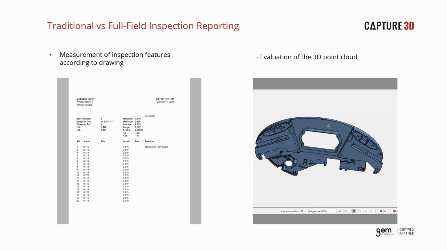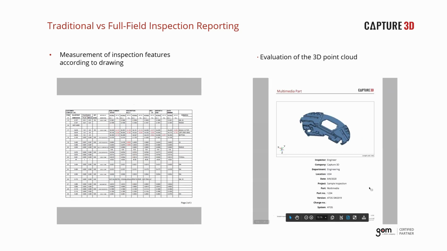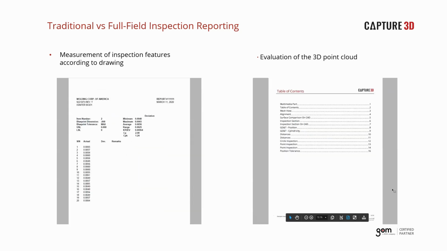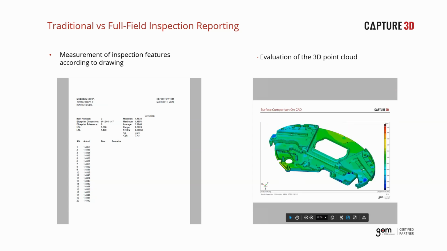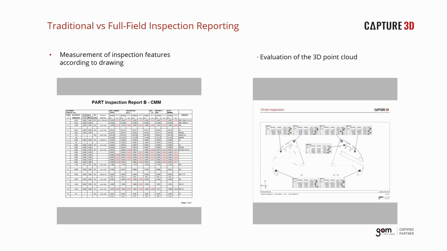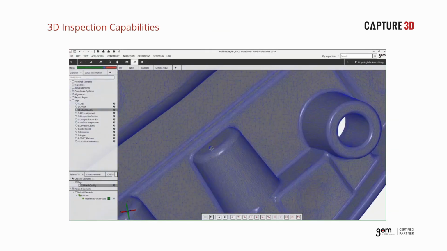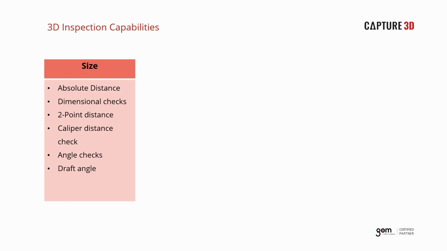When full field reporting is compared to traditional methods, the advantages of full field reporting become quite clear, literally. This is because full field reporting adds a visual component to the numerical dimensional results. And with the software, we can visualize any type of feature of size measurement, such as absolute distance, regular dimensional checks, or maybe a caliper distance check.